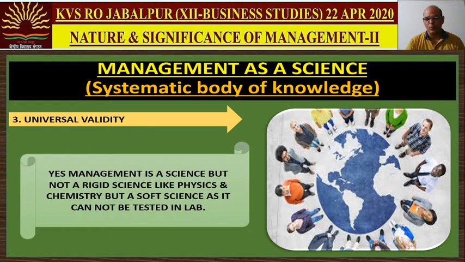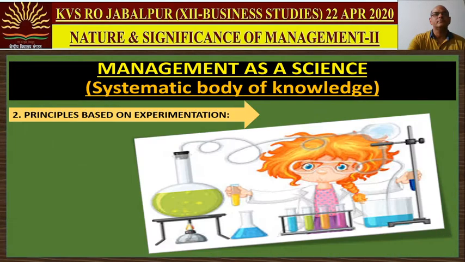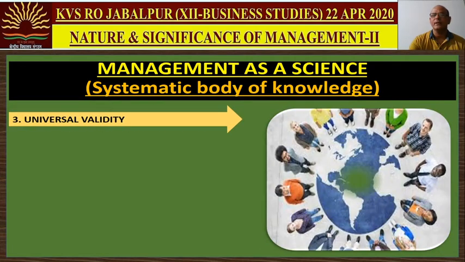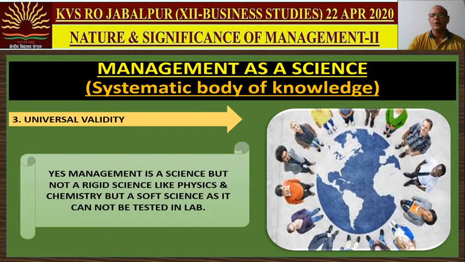So finally we can conclude in this point that management is a science. Yes, true, it is a science because it is having cause and effect relationship, that is systematic body of knowledge. Number two, it is having principles which are based on experimentation, and also it is having the universal validity, means its principles are applicable all over the world. But you have to conclude saying that management is not a rigid science like physics and chemistry because its principles cannot be tested in laboratory. It is a soft science.